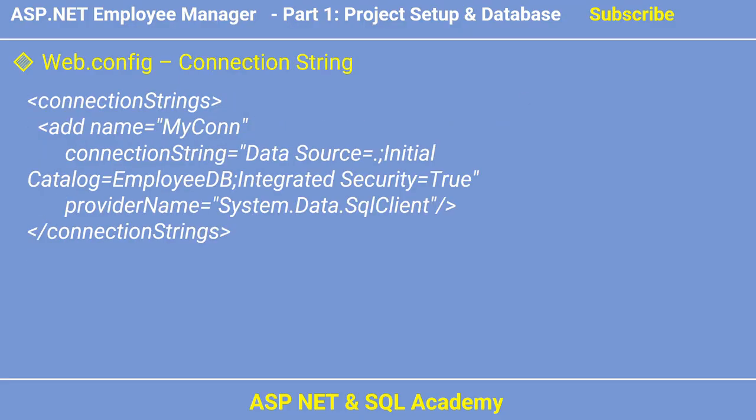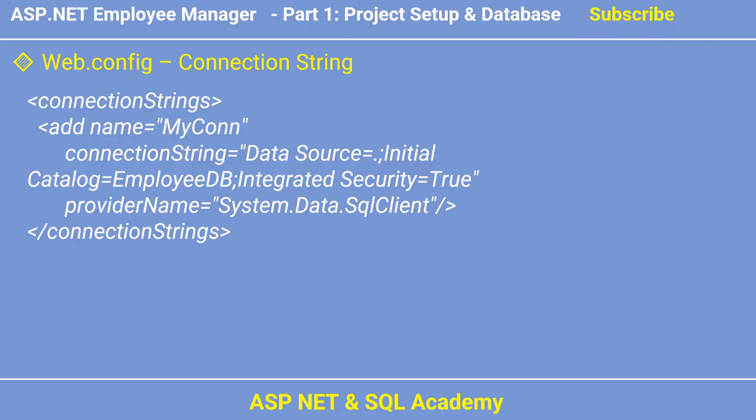To connect our ASP.NET Web Forms project to SQL Server, open the web.config file. Inside the configuration section, locate or add the connectionStrings tag. Now, define a connection string that points to your SQL Server database. In this example, replace EmployeeDB with your actual database name.